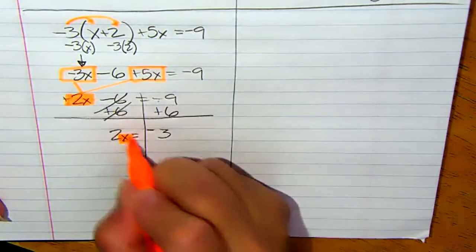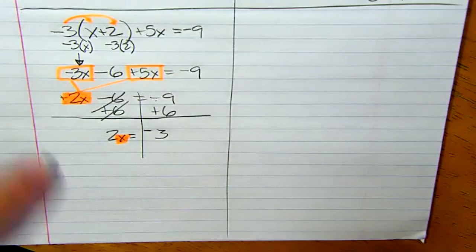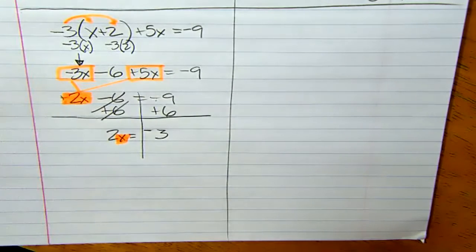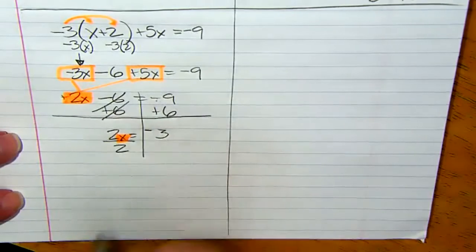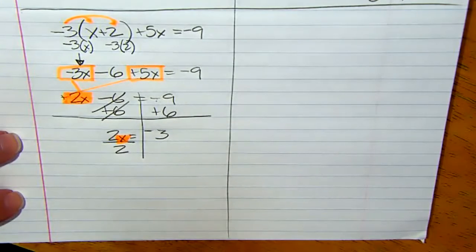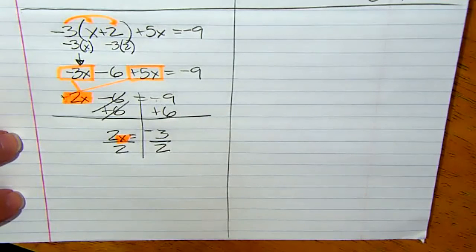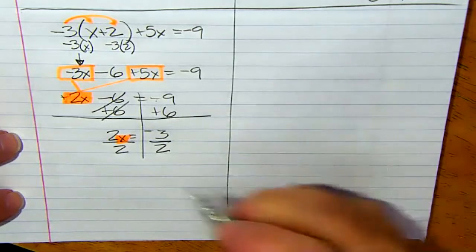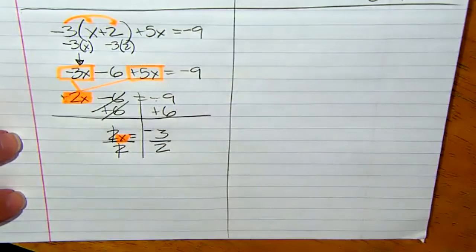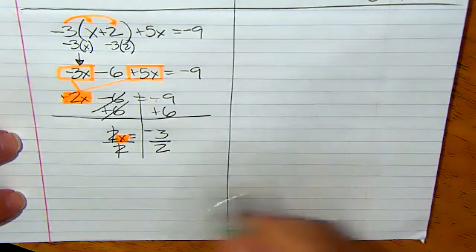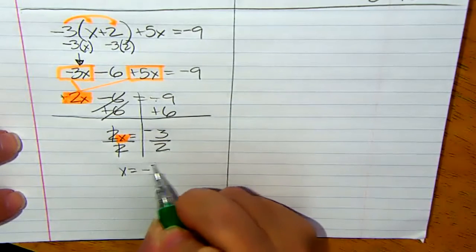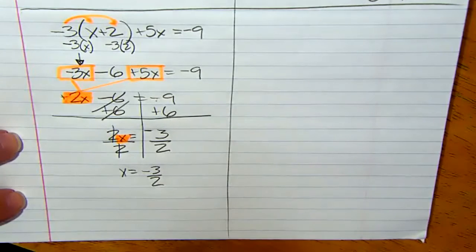Now I need to isolate my variable, but I need to undo times 2. So to do that, I'm going to divide by 2. And what I do to one side, I must do to the other. So these guys cancel. And I am left with x equals -3/2.